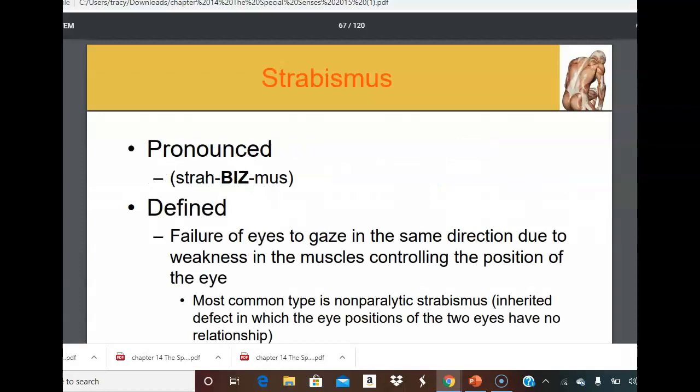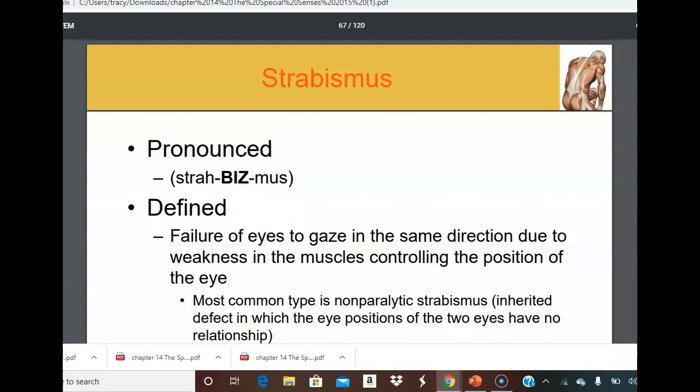Okay, strabismus. Strabismus is basically like a lazy eye kind of situation where the gaze of one eye is not in the same direction as the gaze of the other eye. And so you actually have a weakness in the muscles that hold the eyeball. Those are called extraocular muscles. And so we have extraocular muscles all around both eyes.